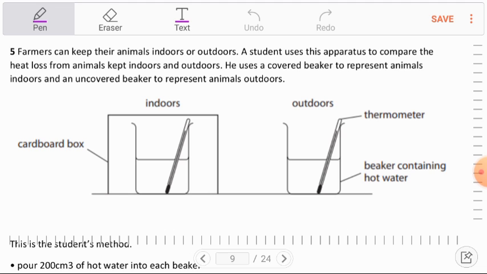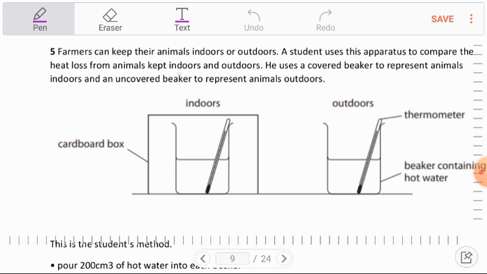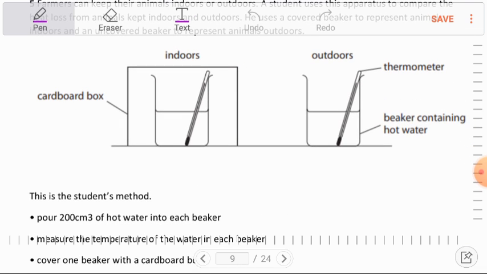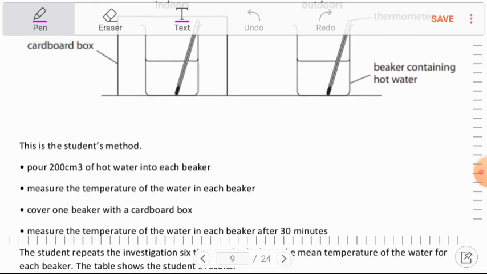Farmers can keep their animals indoors or outdoors. A student uses this apparatus to compare the heat loss from the animals kept indoors and outdoors. He uses a covered beaker to represent animals indoors and an uncovered beaker to represent animals outdoors. So this is the diagram indicating a beaker with a thermometer inside a cardboard box, indicating the animals that are kept indoors, and a beaker without any cardboard box, indicating animals that are kept outdoors. So this is the student's method.